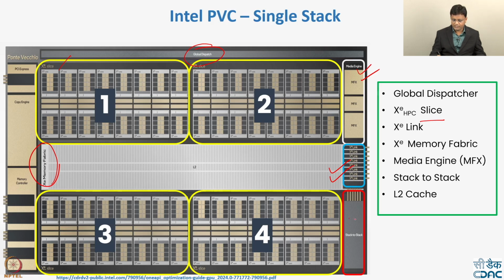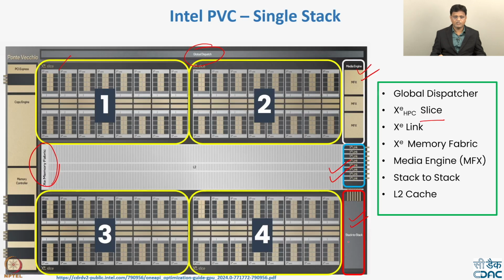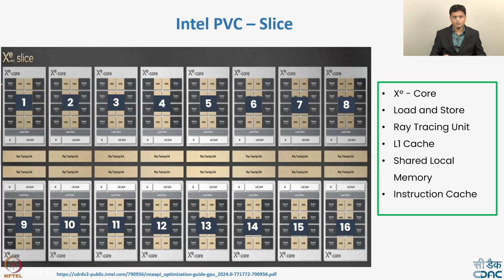Apart from that, at last you can see a stack to stack communication medium is provided. Because of this medium, we can establish stack to stack connectivity. This stack to stack connectivity is possible with the help of this stack to stack connectivity interface. So, let us discuss more in detail by taking the XC slice.